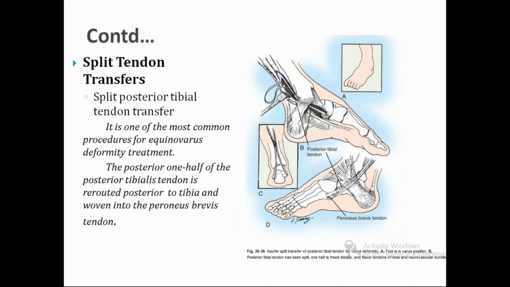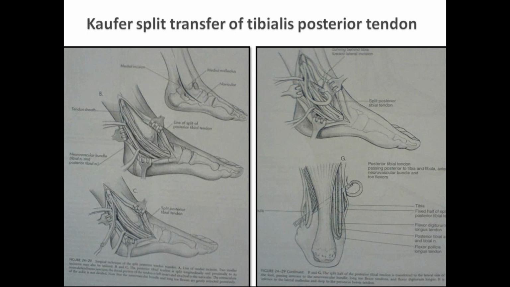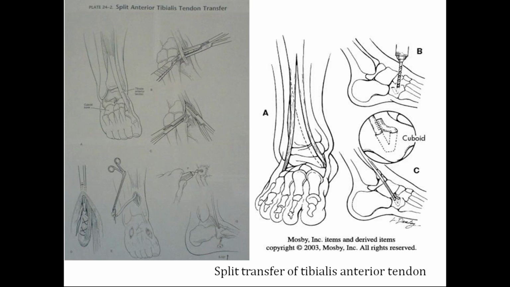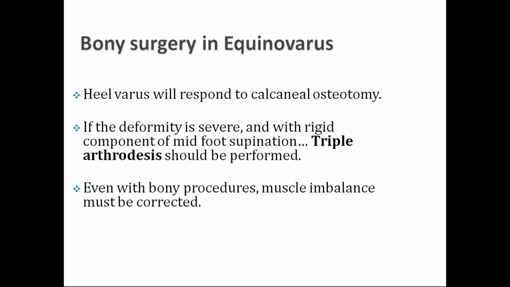And there are tendon transfers also. If there is contracture here, what we'll do is we'll remove the posterior tibial tendon and attach it anteriorly, so that it will increase dorsiflexion against the contracture. Split tibialis posterior tendon transfer. So here also same thing. Posterior tibial tendon is transferred anteriorly. There are many surgeries. You do not need to remember all this, but you should know the basic concept of what it is.